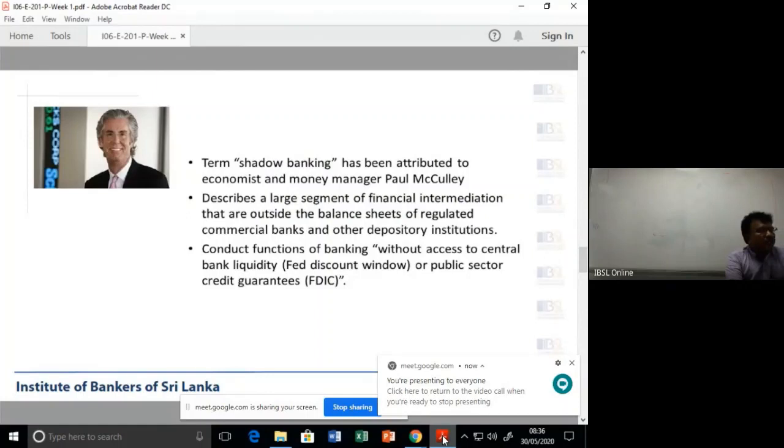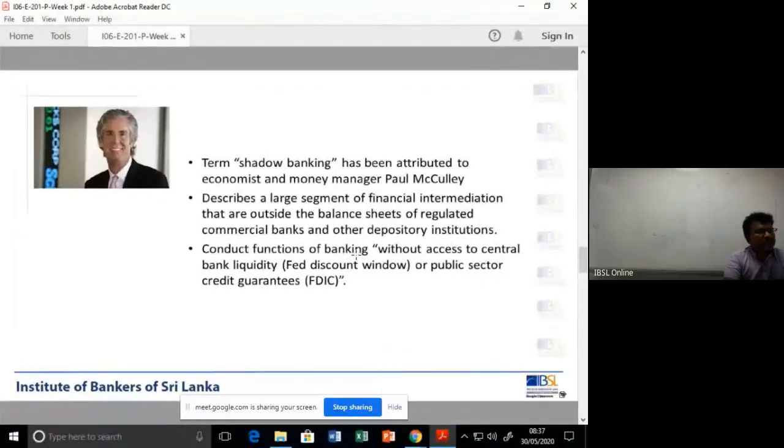Still, we are looking at shadow banking, and you can see the picture of this economist, Paul McCulley, who described a large segment of financial intermediation that is outside the balance sheets of regulated commercial banks and other depository institutions, conducting functions of banking without access to central bank liquidity. Now, these are terms used to describe shadow banks, our area, non-bank. A large segment of financial intermediation that are not banks.